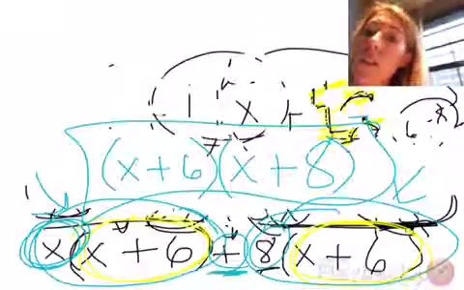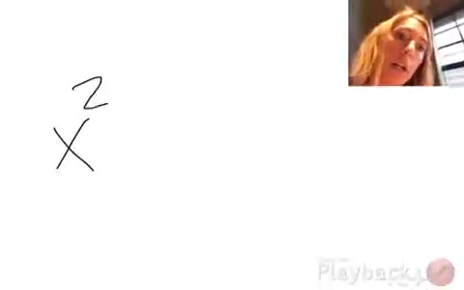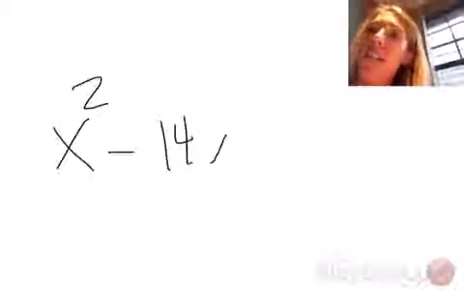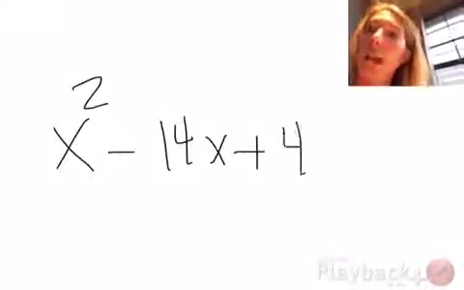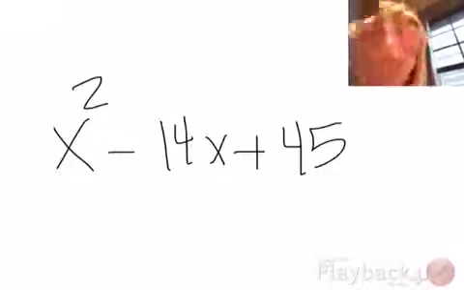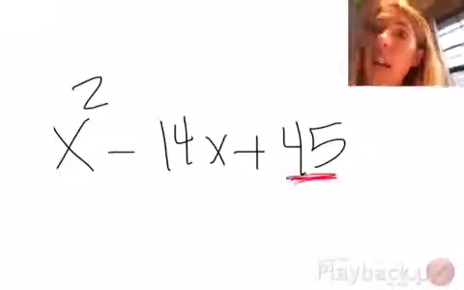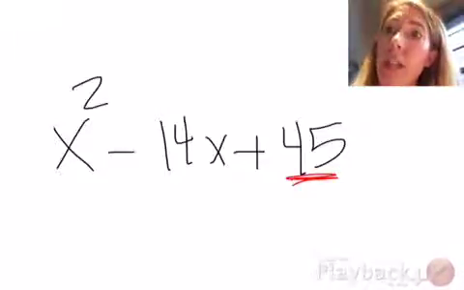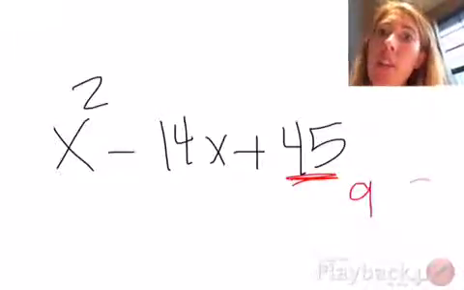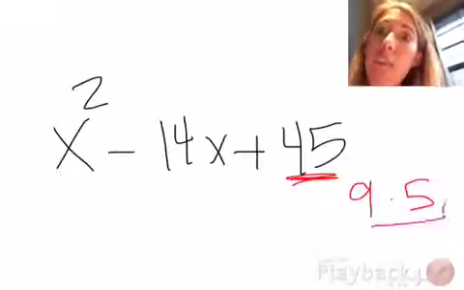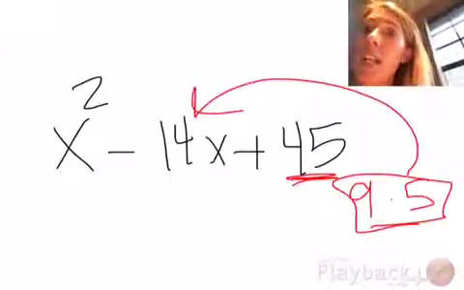So let's try another one. Let's say I have x squared minus 14x plus 45. So now again, I'm going to go to the factors. I want to find those special factors. So now I look at 45, and I'm thinking, what times what is 45? Right off the top of my head, I think of 9 times 5. And guess what? Oh my gosh, that actually gives me 14.